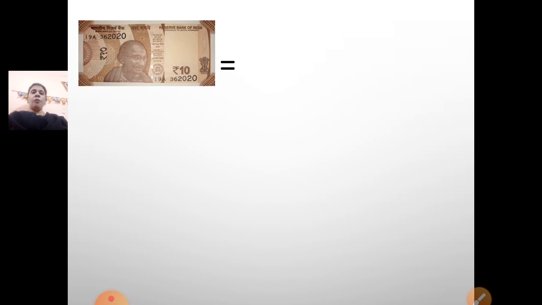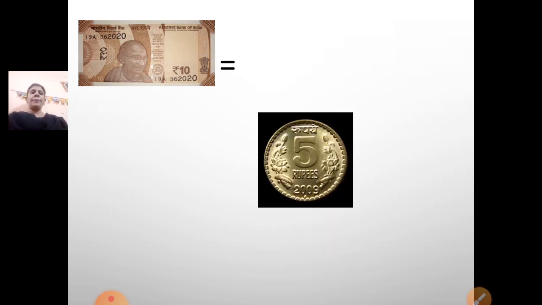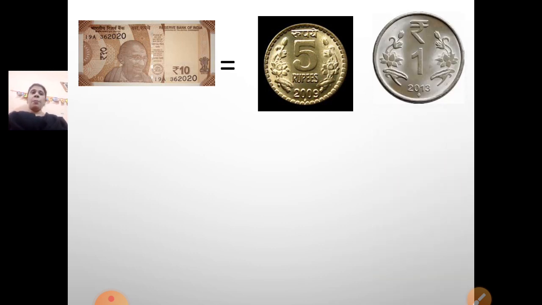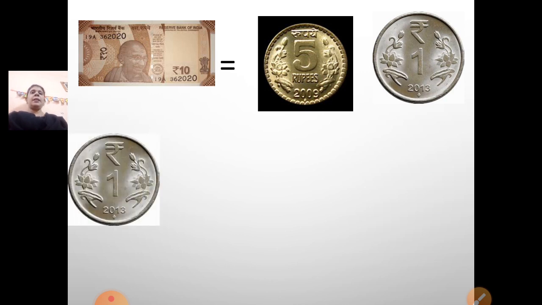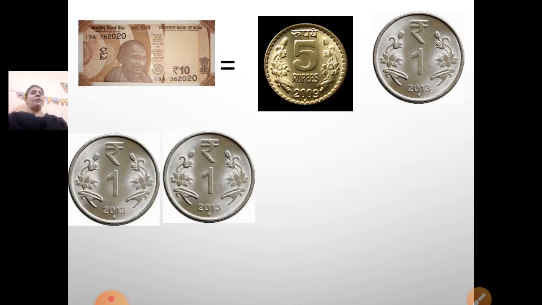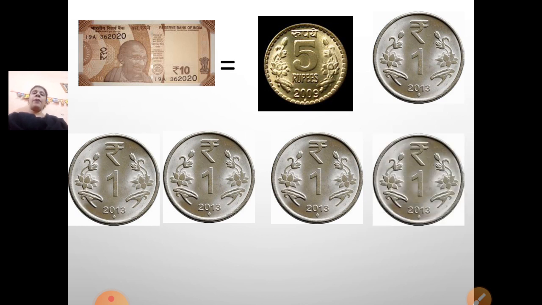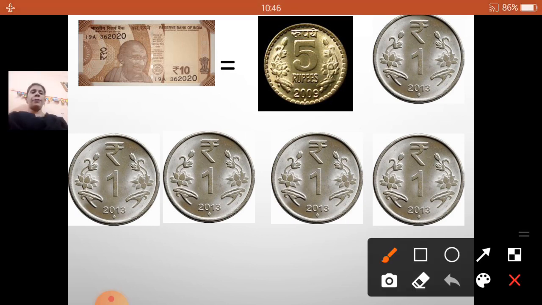Now, one more 10 rupee note. So, how are we going to give the change for this 10 rupee note? Which amount are we going to use? We can use two 5 rupee coins, correct? Now for this 10 rupee note, what else can we use? One 5 rupee coin, that is 5 rupees. One 1 rupee coin, that will become 6. One more 1 rupee, one more 1 rupee, and one more 1 rupee. Now let us count and see, children, whether it comes to the total of 10 rupees.